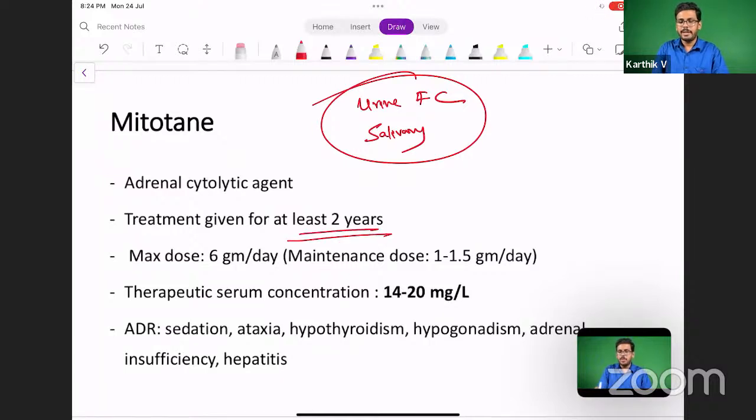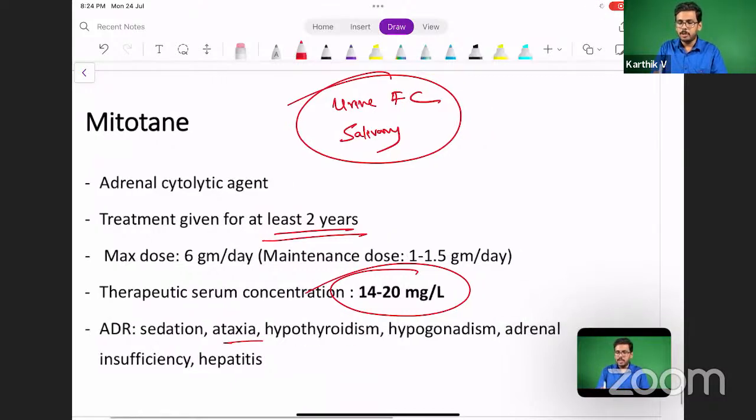The treatment should be given for at least 2 years. Therapeutic concentration is 14 to 20 milligram per liter. The side effects include sedation, hypothyroidism, hypogonadism, adrenal insufficiency, hepatitis, etc.